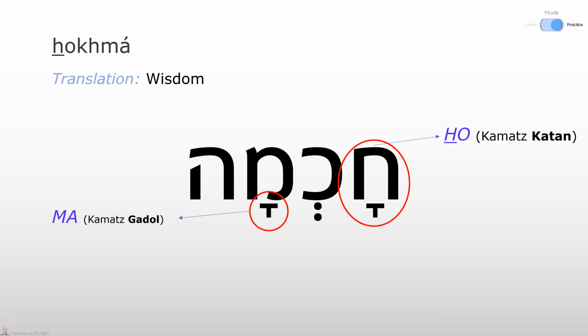The complete word pronunciation is Chochma. Take a second to understand this. The kamatz looks the same but creates a different vowel sound.